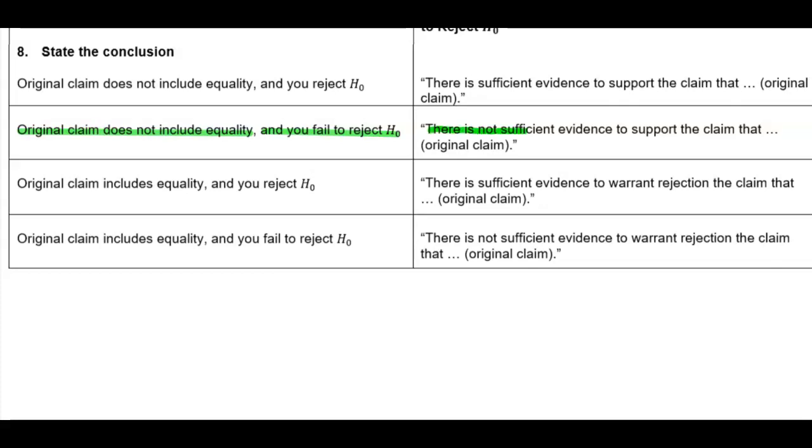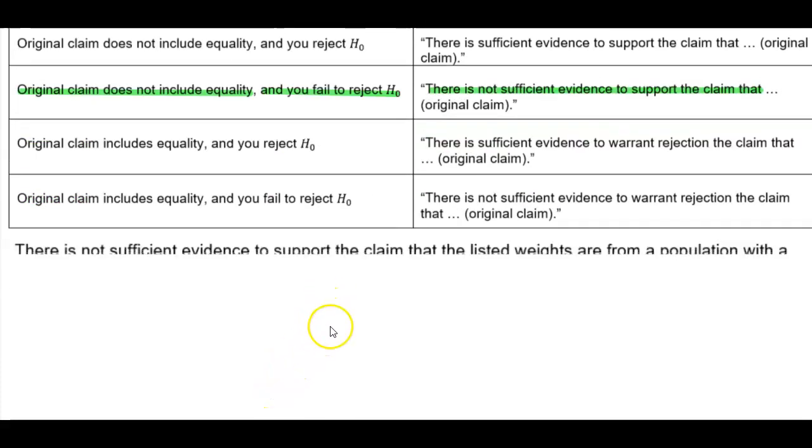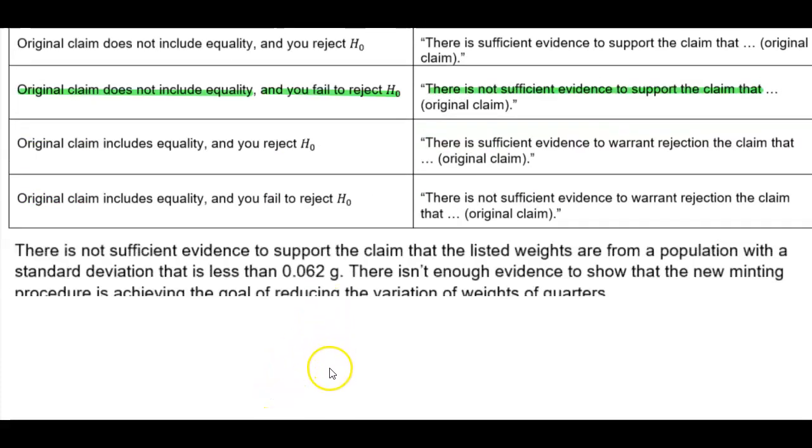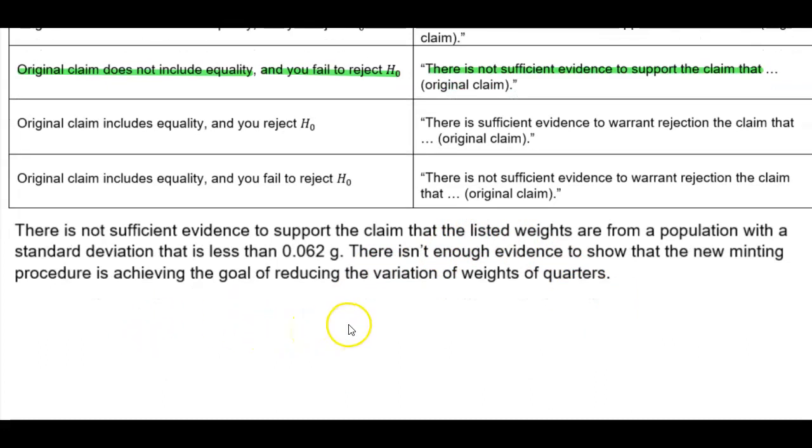So we would say that there is not sufficient evidence to support the claim that, followed by the original claim. So we would say the following. There is not sufficient evidence to support the claim that the listed weights are from a population with a standard deviation that is less than 0.062 grams. There isn't enough evidence to show that the new minting procedure is achieving the goal of reducing the variation of weights of quarters.